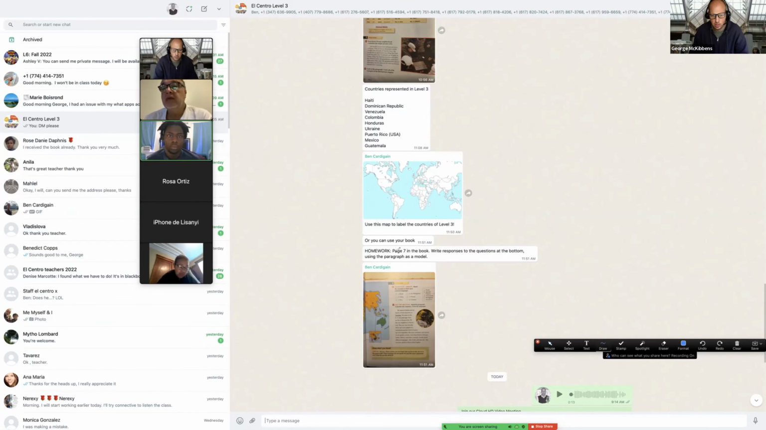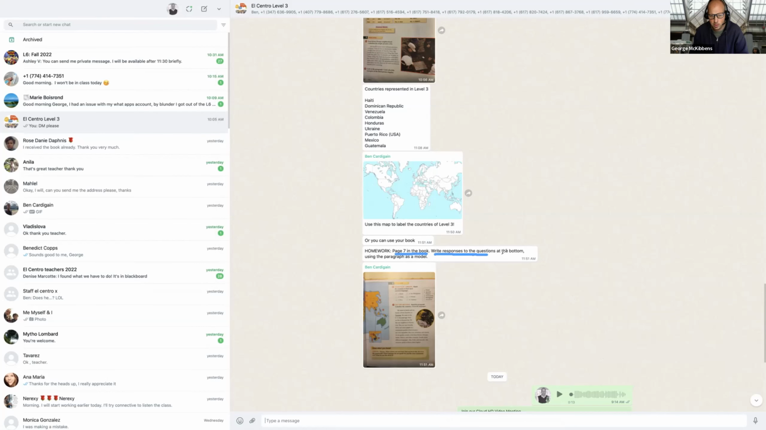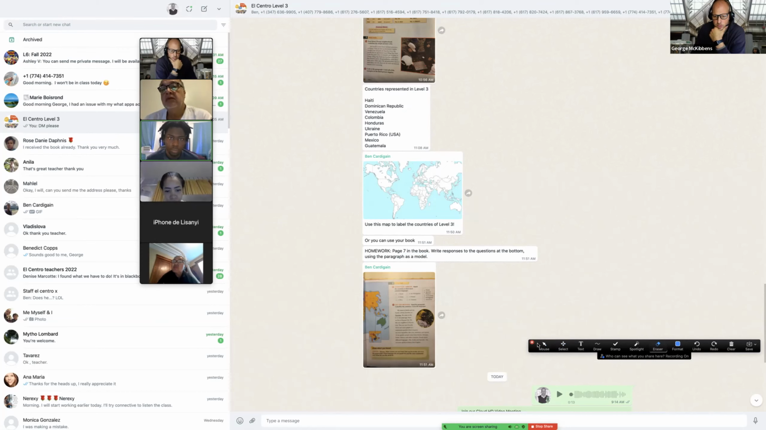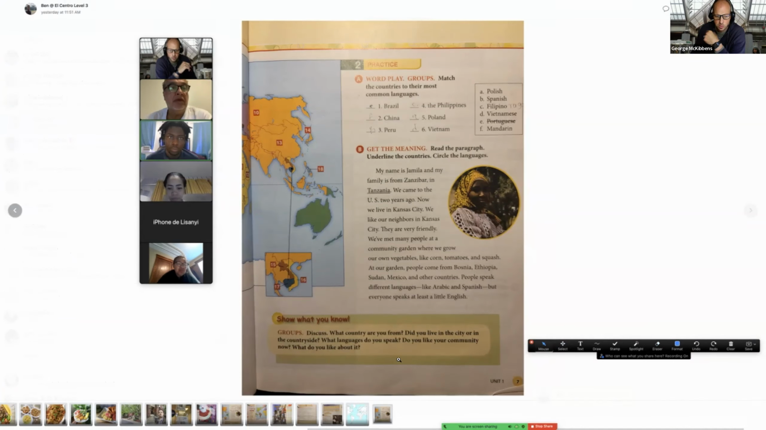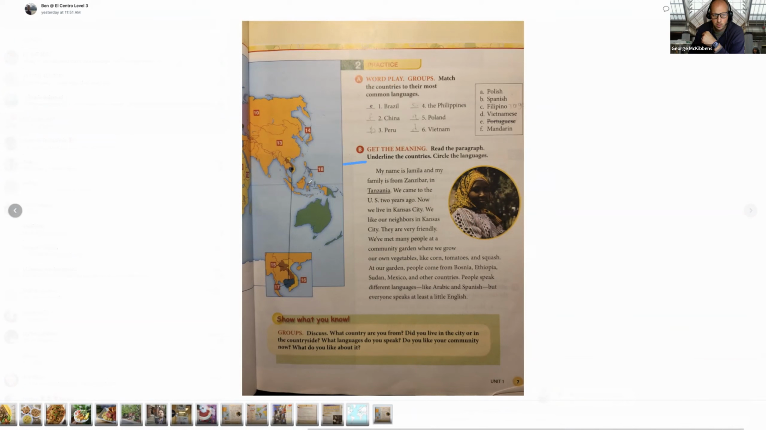Let's take a look again. Page 7 in the book, write responses to the question at the bottom using the paragraph as a model. So forget page 6, I'll change that. Just page 7. We have countries on a map: China, Brazil, Peru. And language.